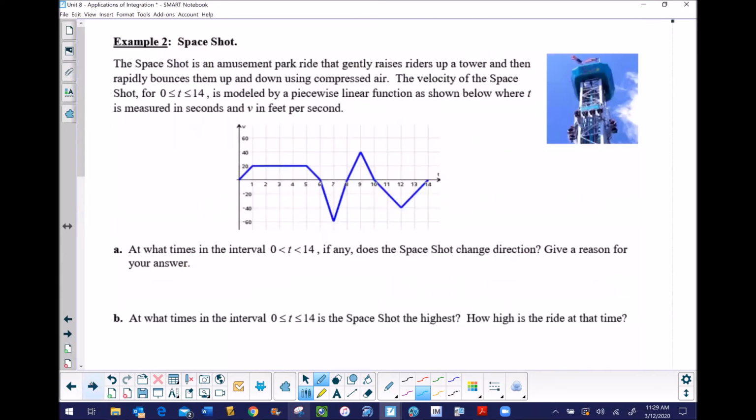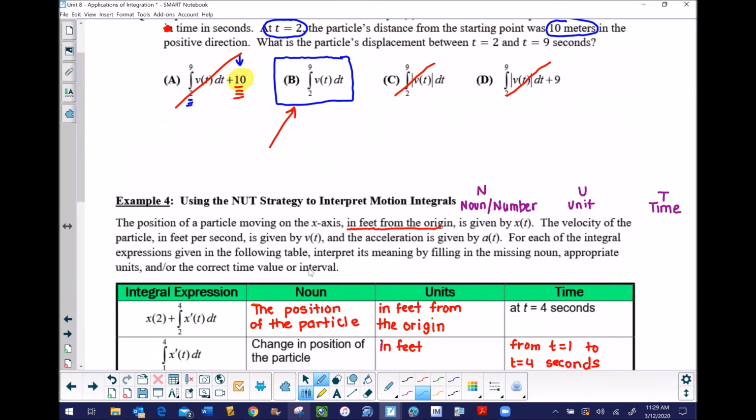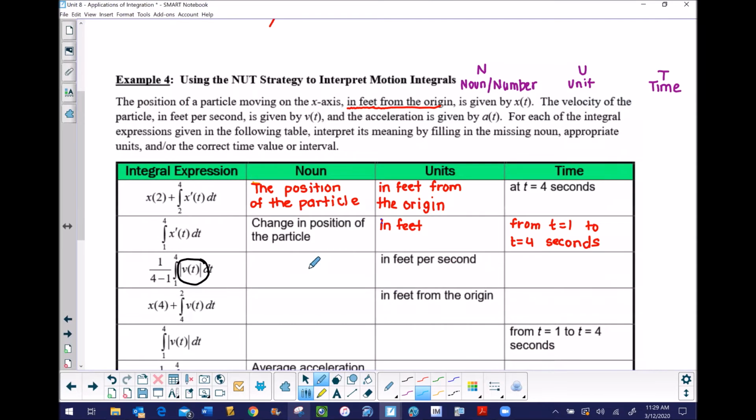So if we return to our chart, we need to think about whenever you have the 1 over b minus a, it's changing things just a little bit. We don't really want to talk about distance here. We're going to talk about the average of the speed. And that's what we've got. This would represent the average speed of the particle.